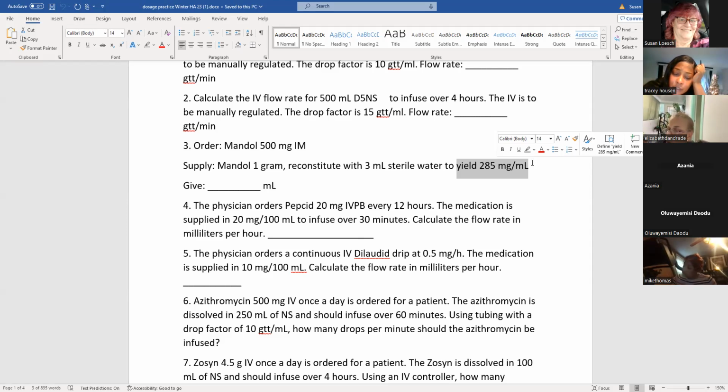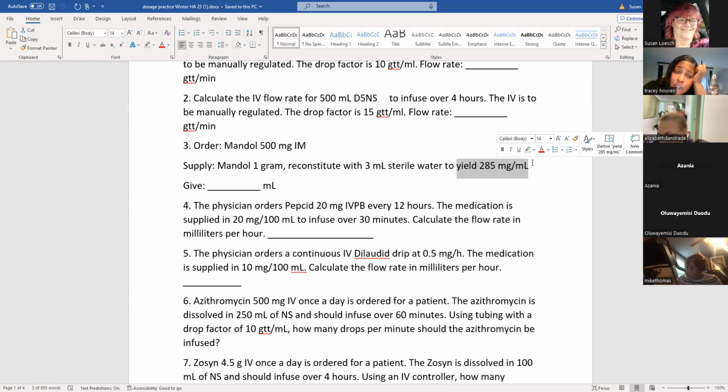When you add the 2 ml of water, or the D5 or whatever you add to that powder, it changes the constitution of it. It changes how many milligrams you have per ml. Because before you just had 1 gram of powder, but now you added water to it and you diluted it. So it changed to this 285 milligrams per ml.